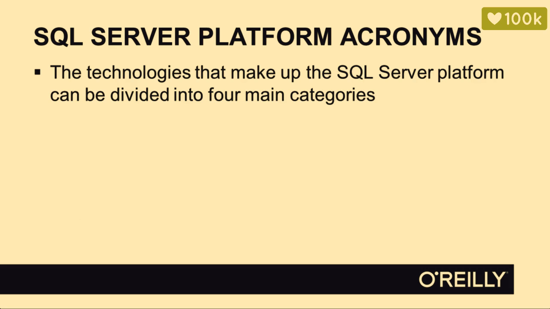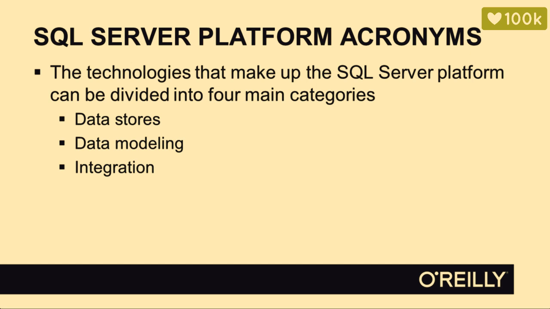The technologies that make up the current SQL Server platform can be divided into four main categories. And this is where most people tend to break SQL Server's platform into manageable pieces. First of all, there's data stores. This is what most people think of when they say SQL Server. What are you guys running over there for data? SQL Server. That means that's where we're collecting and storing our day-to-day business data. Then there's data modeling. This is where we're going to make data more efficiently available for specific reasons. Then there's integration. This is where we move the data around, and there's visualization.